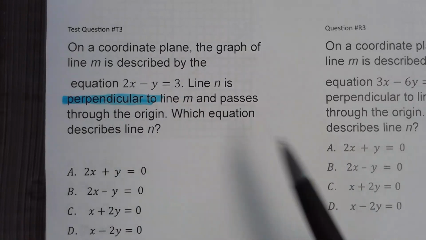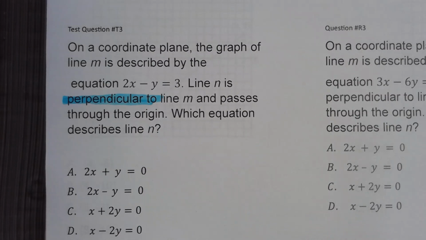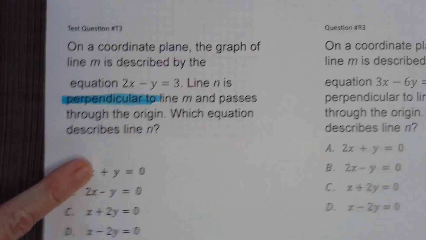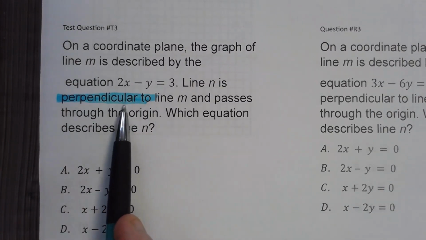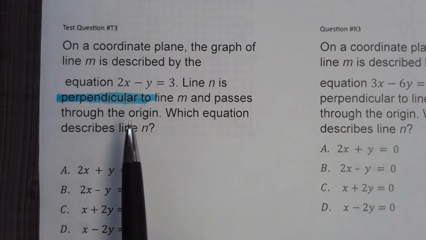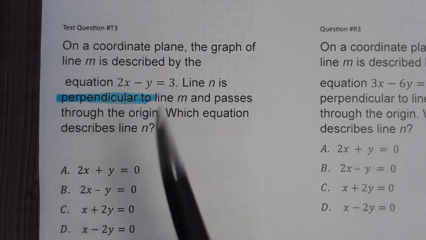First of all, passes through the origin. That's the reason why all of these are equal to 0, because if you do x and y intercepts by covering up, you'll see that you're going to get 0. So we don't really have to worry about passes through the origin, but we do have to worry about getting a line that is perpendicular. So first thing we're going to do is let's find the slope of this line.